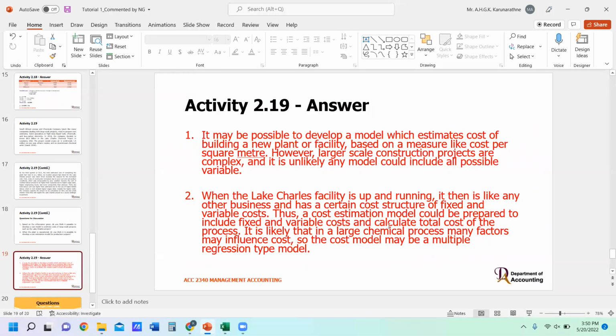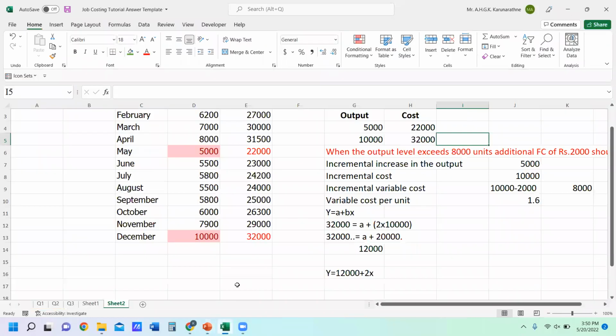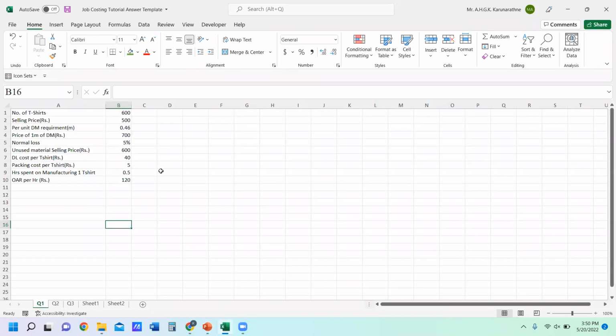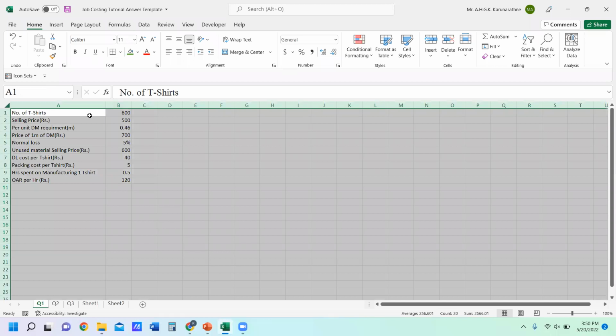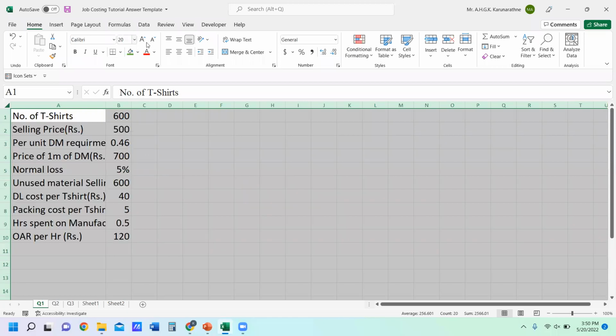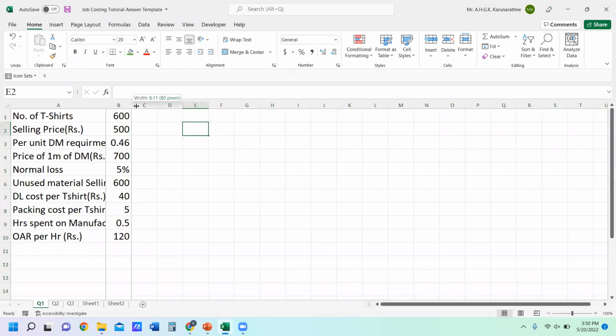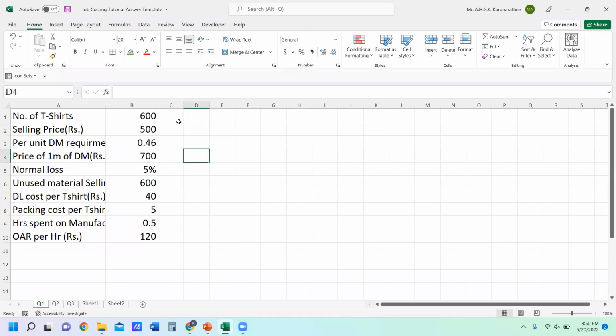Right, we'll now move on to our today's session about job costing. So this is the information given with respect to the first activity. You can have a look at the scenario given in your course manual and you can see this information is relevant for the first activity.